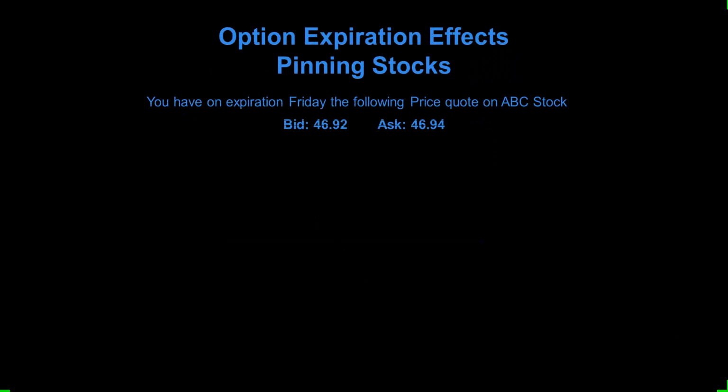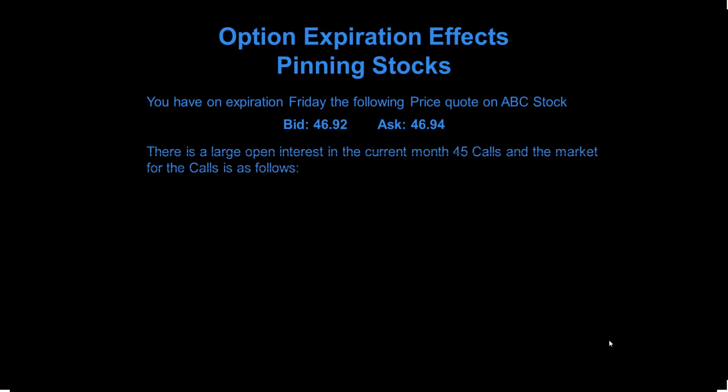One other quick thing I'll throw in here for you. Pinning stocks. I know I saw this in one of our chat rooms. I thought I'd just add this in here. Let's say you have an expiration Friday coming up, and you got the following price in an ABC stock. I thought this would be good for you guys. You got a bid of $46.92 and an ask of $46.94. So you got a very tight spread on this, 2 cents.